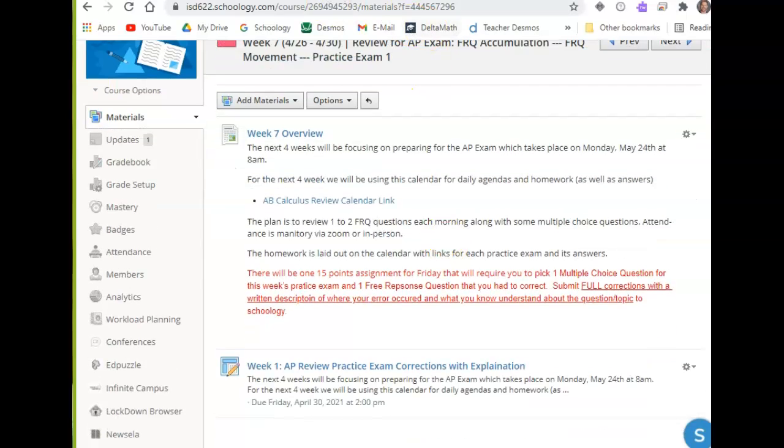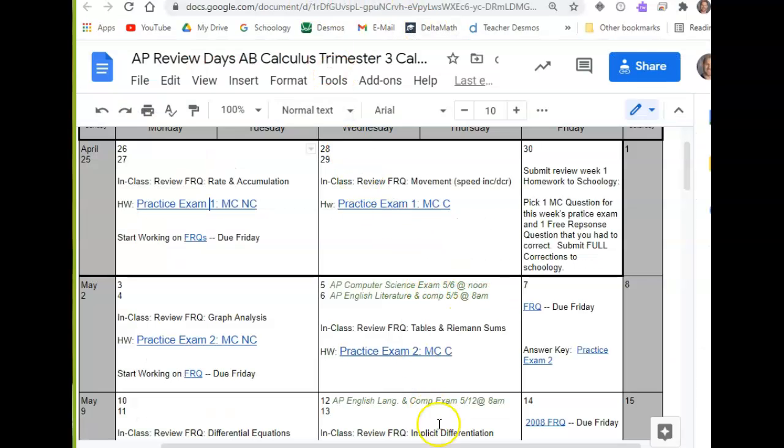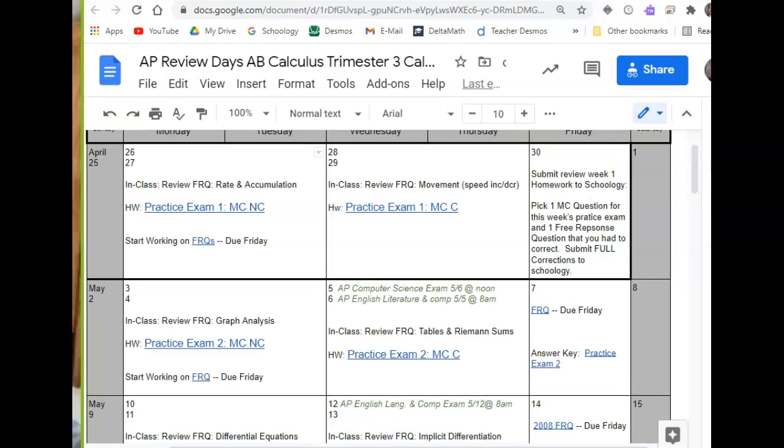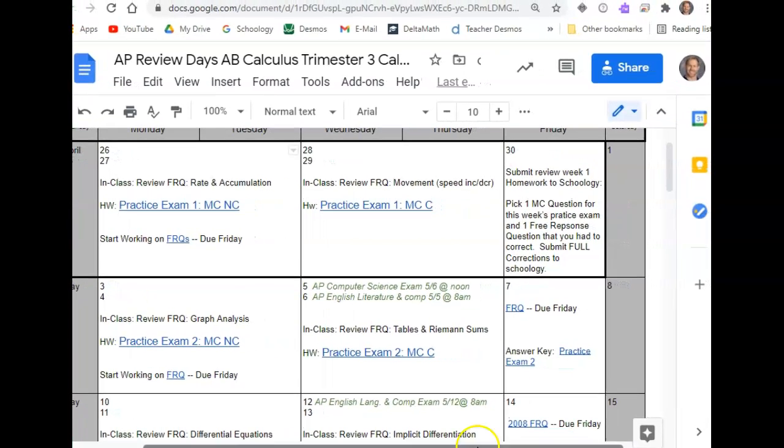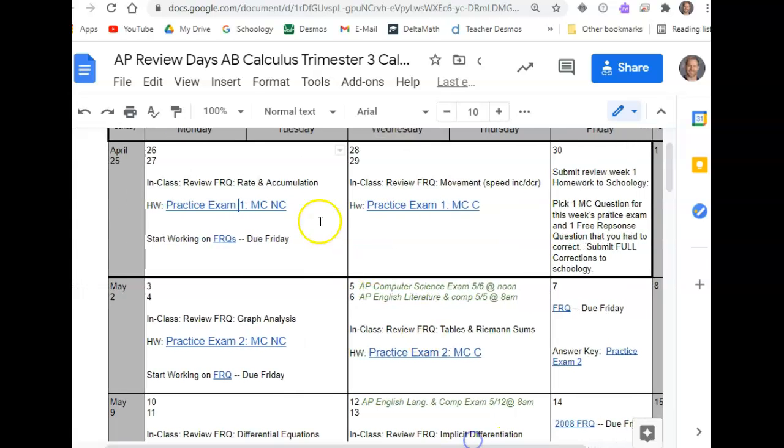So, I know that sounds like a lot. And then here's the agenda for the whole piece. So, you can plan ahead. If you have more time, you can obviously go through multiple choice and the no calculator and the calculator part all in one night if you want. And then manage your work ahead. You could do all the free response questions in one night.